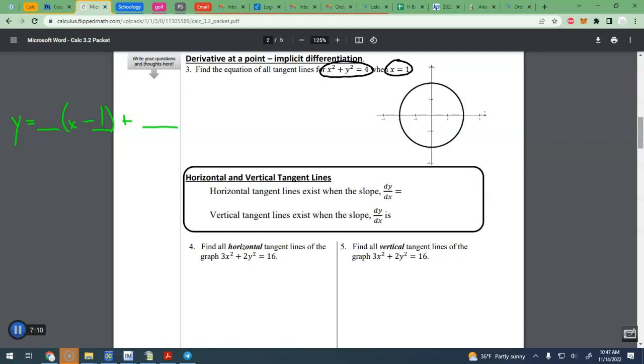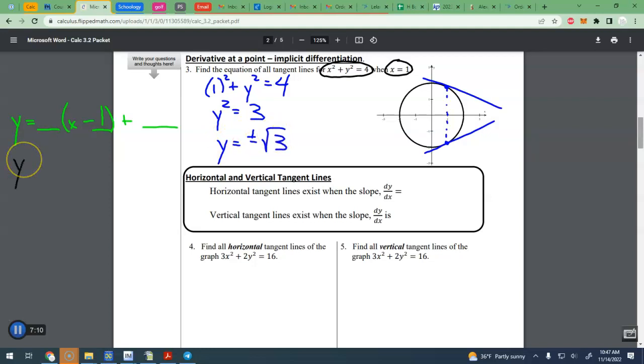So I know x is 1. I'm looking for this dot, like 1 comma something, and 1 comma something, and we're looking for the tangent lines. So there should be 2 answers. There's 2 spots when x equals 1. So I'm going to go 1 squared plus y squared equals 4, which is y squared equals 3, and then y equals plus or minus the square root of 3. So there's 2 tangent lines. Both of them have an x value of 1. One's got a square root of 3 y value, and one's got a negative square root of 3 y value.